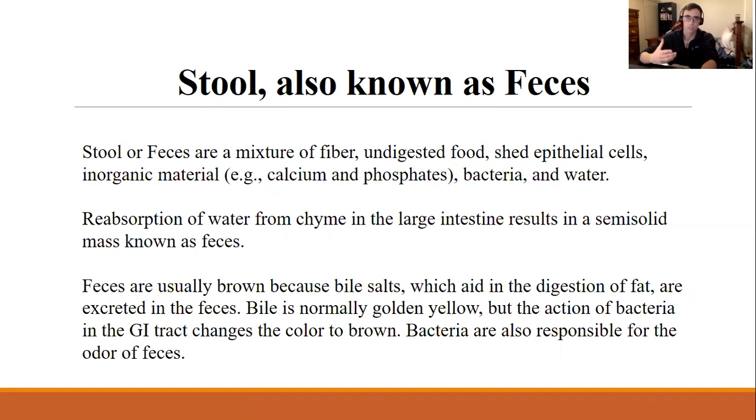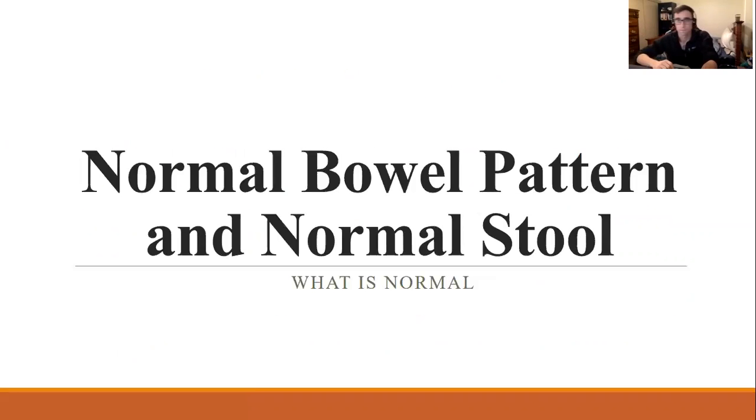Now, the bile salts are interesting because bile salts, when they're secreted, are typically yellow. However, due to a reaction with the bacteria in the large intestine, it actually turns brown, which is where that iconic brown color of feces comes from. It's also where the odor comes from. Next slide. So now let's talk about normal bowel pattern and normal stool.